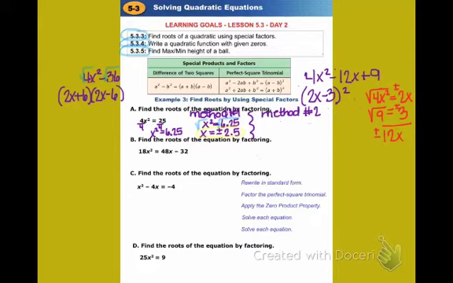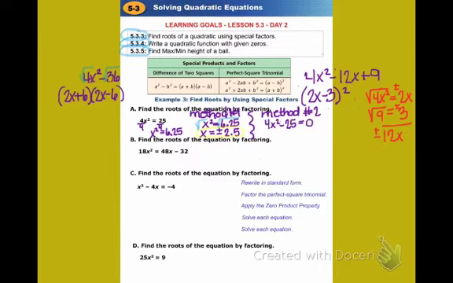Now if I had wanted to do this problem by factoring, what I would have had to do is get all of the terms on one side together and 0 on the other, because I have to use that zero product property when I factor. So I would have subtracted 25 from both sides, and I would have turned this equation into something that looked like this: 4x squared minus 25 equals 0.